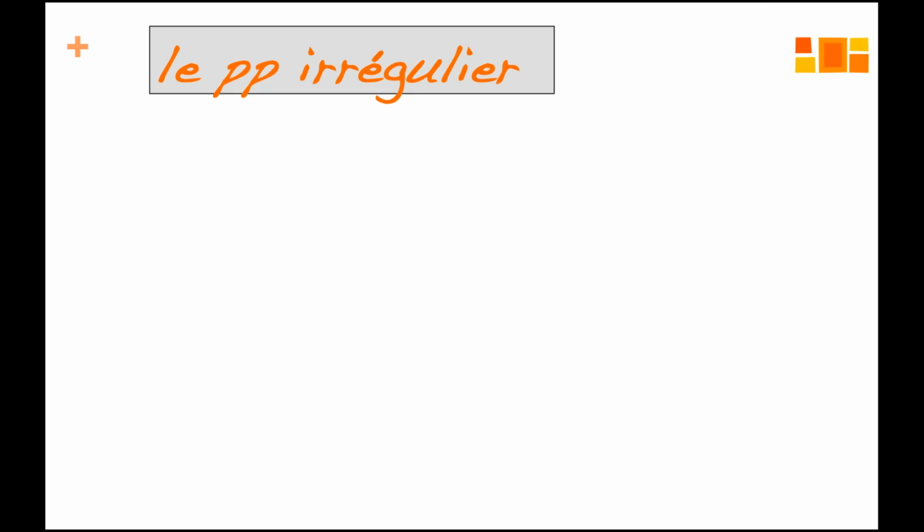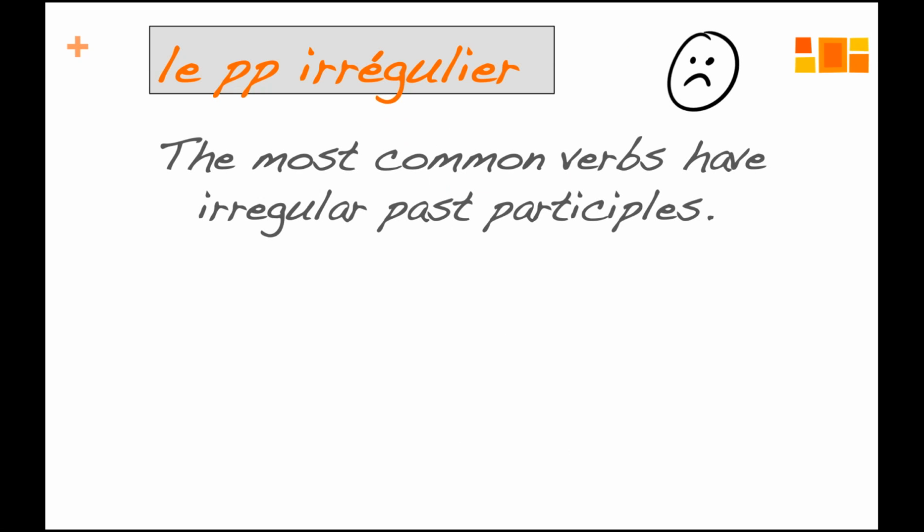We come to the irregular forms now, of course, and unfortunately, this is sad news, the most common French verbs have irregular past participles. This doesn't come as a surprise to us because we know that the most common verbs in English also have irregular past participles. So it's just the same. You have to learn those by heart.